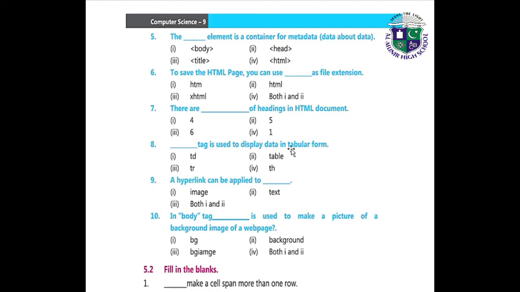Dash tag is used to display data in tabular form. Number 8, correct answer is 2, table. Number 9, correct answer is C, or 3, both 1 and 2. Number 10, the correct answer is B, or 2, background.